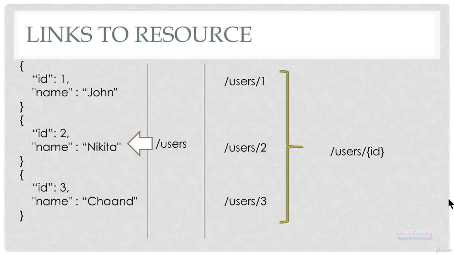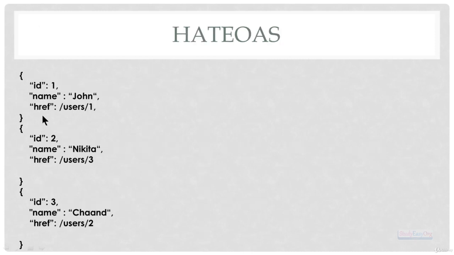But we need to build this URI in order to get the information of the user. Now it would be very convenient if we have the URI information inside the response itself. Understand this. If we have the hyperreference, href, for the self-contained information, then it would be very convenient. For example, we have the reference for the resource itself, so it would be id 1, name equals John, for example, and reference equals /users/1. So this is convenient.